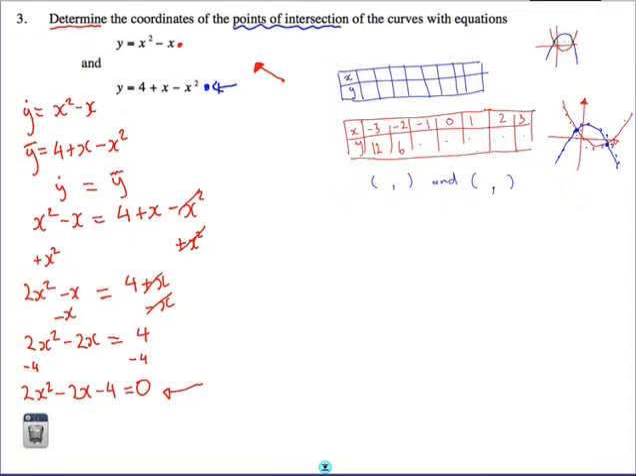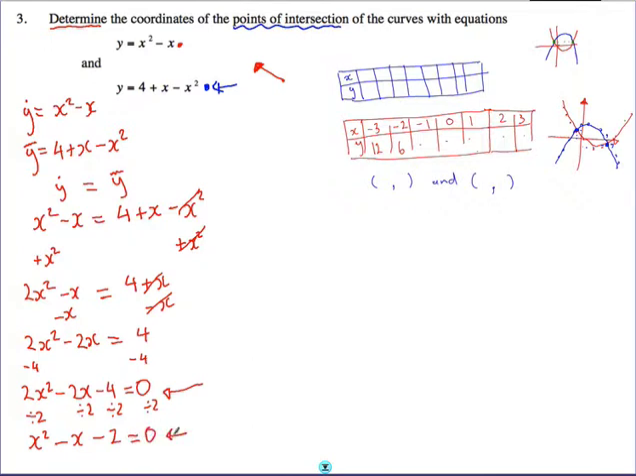Over here, what I like to do, to make things easier, because I can see 2 goes into every term, is divide every term by 2. And I can do that because I am balancing the equation. So 2x squared divided by 2 is just going to leave us with x squared, minus 2x divided by 2 is just going to leave us x, minus 4 divided by 2 is minus 2, is equal to 0.